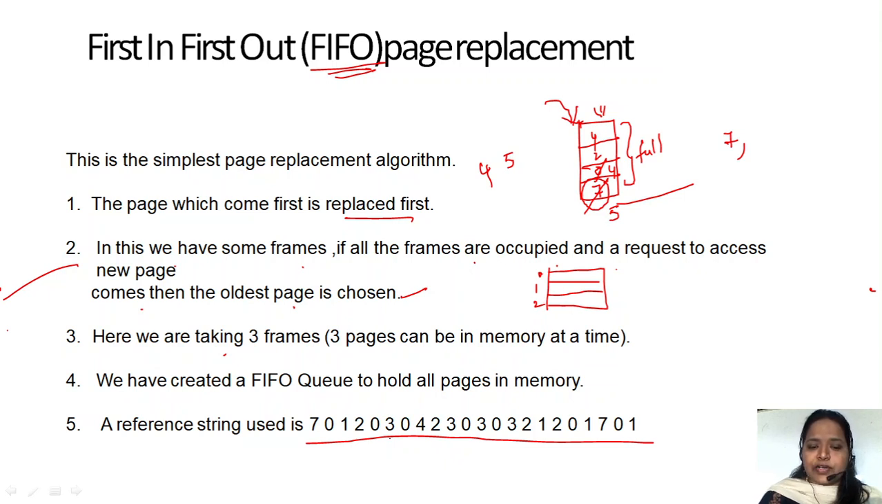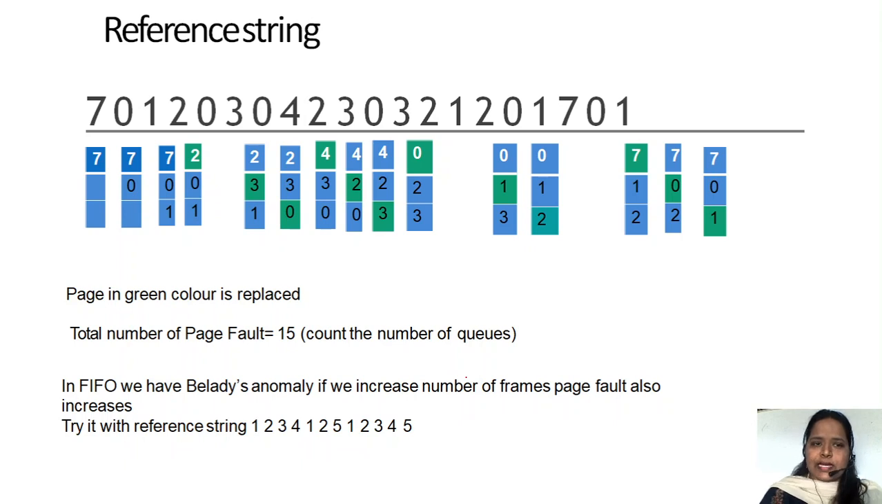These are the reference strings we have. How we are going to insert all the pages, we'll see in the example below. So this is the reference string, and these are the pages I have to insert over here. Fine. So 7, 0, 1, 2, all these are pages, and here we have 3 frames, 0, 1, 2. These we call frames.